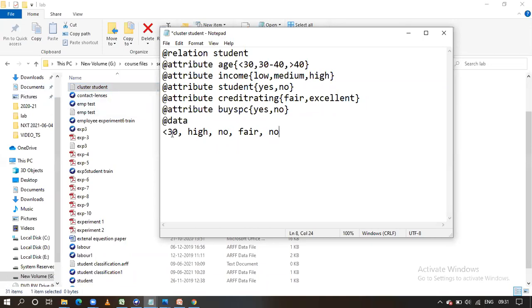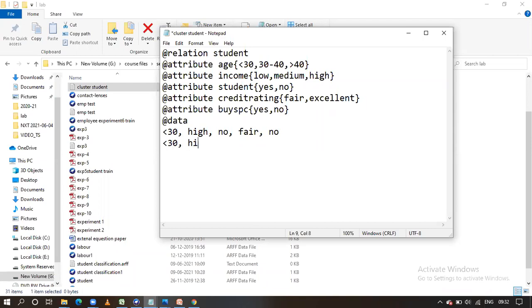The first attribute is age, that is less than 30, and income is high, and the next one is student, no. Credit card rating is fair. For the specification, is able to buy a computer, that is no. The order in which we have specified the attribute names, in the same order we have to mention the data.